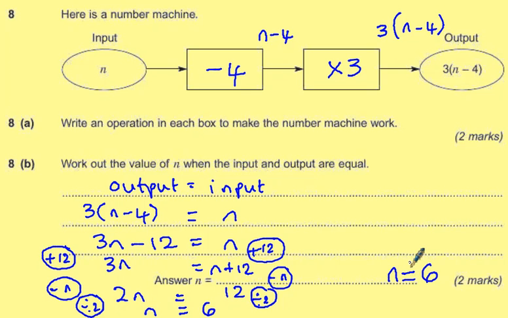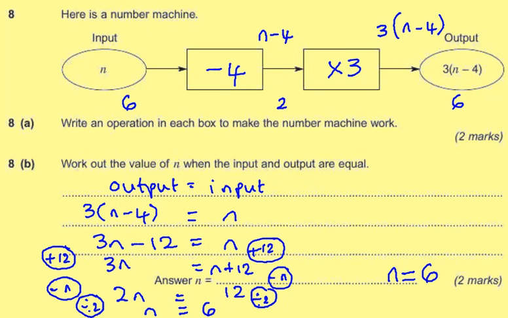Let's just check that now. n is equal to 6. So 6 take away 4 is 2. 2 times 3 is 6. So yes, the value of our output is equal to the value of the input.